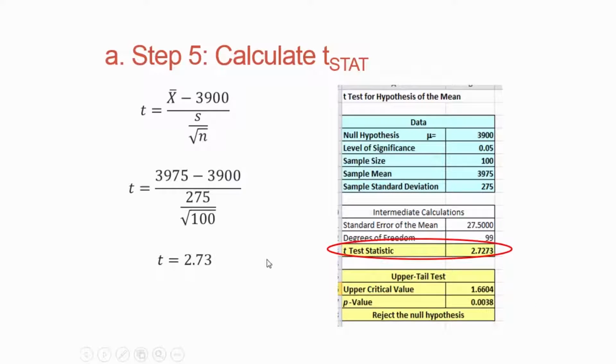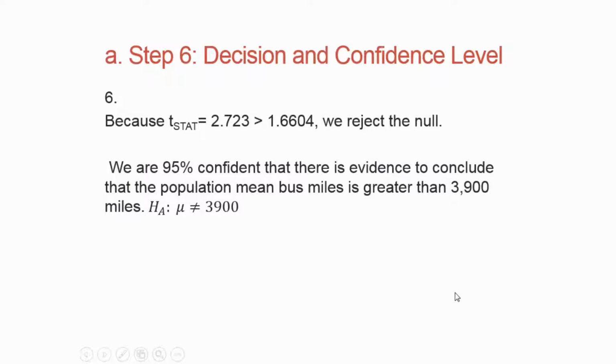Step 5, I've got to calculate t. I can plug into my formula right here and solve, and I get t equals 2.73, or I can look at my Excel output again, PHStat, 2.7273, and that value is greater than 1.6604, so that's going to cause me in step 5 then to reject the null. Because 2.7273 is greater than 1.6604, we will reject the null. We're 95% confident that there is evidence to conclude the population mean bus miles is greater than 3,900. And that should say mu is greater than 3,900.